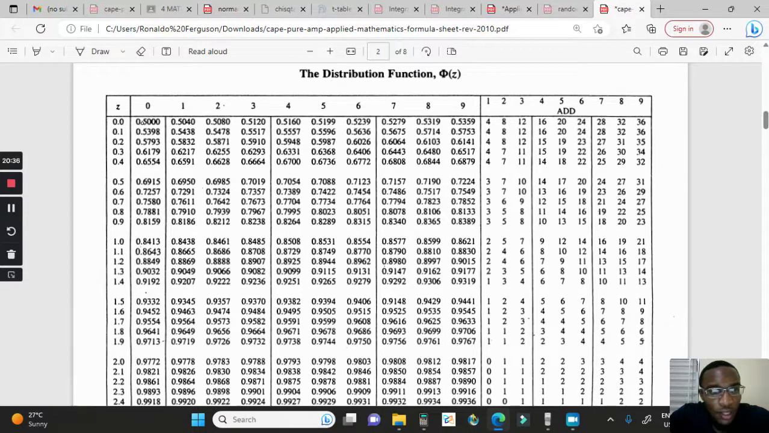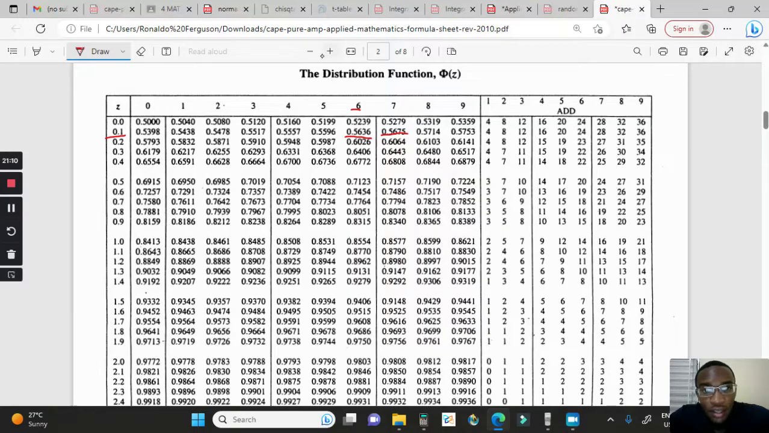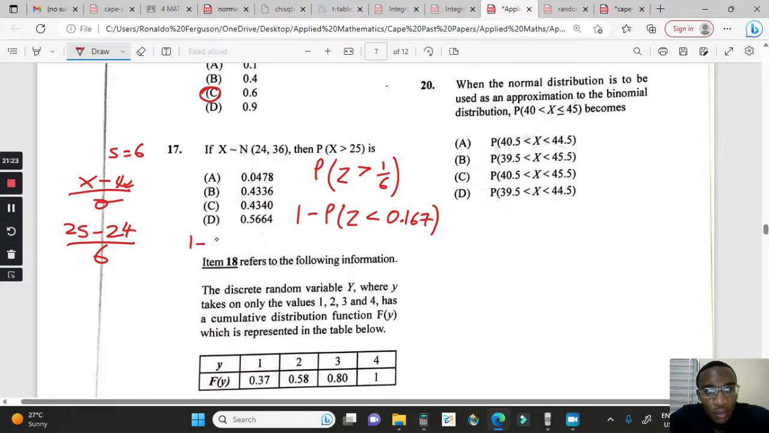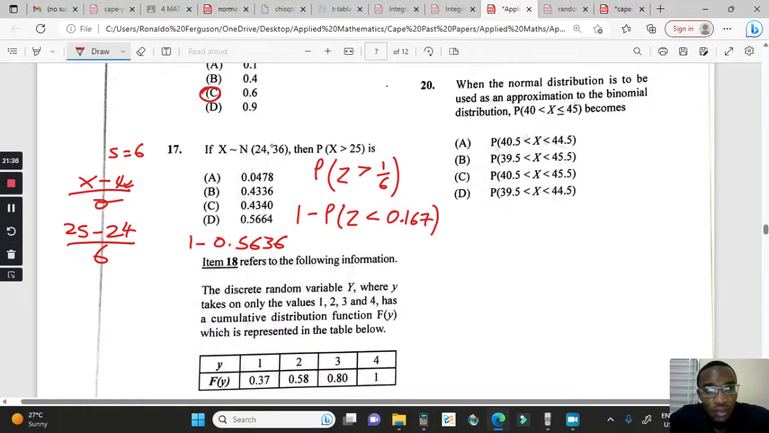I'm looking for 0.16. 0.16 is this number right here. See it here, 0.1, second number 0.16. This is 0.5636. That's if you use 0.16. But some might say, why not use 0.17? You're absolutely right because 0.17 is where you'd round this off to. Just for safety, let's use 0.17. But I want to use 0.16 because I noticed that so far they haven't been rounding off. In that case it's 0.5636, and now this is 1 minus 0.5636, and when I do my subtraction I get 0.4364.